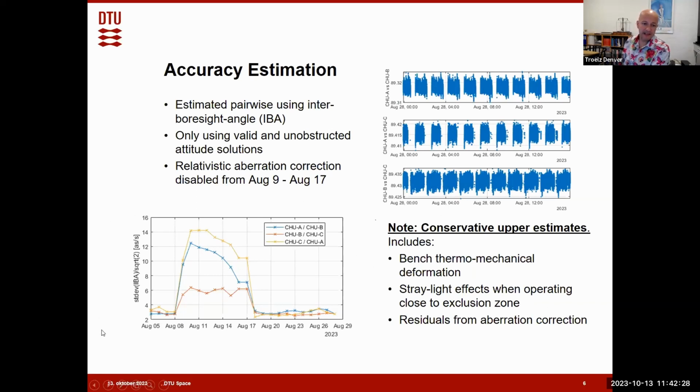Anyway, looking at these daily RMS figures, I get something like this. During this period, we had the aberration correction turned off, so we have expectedly higher levels during this time here. But in this year, we are running close to optimal, and we see that we have accuracy figures in the range of 2.5 arc seconds per second.